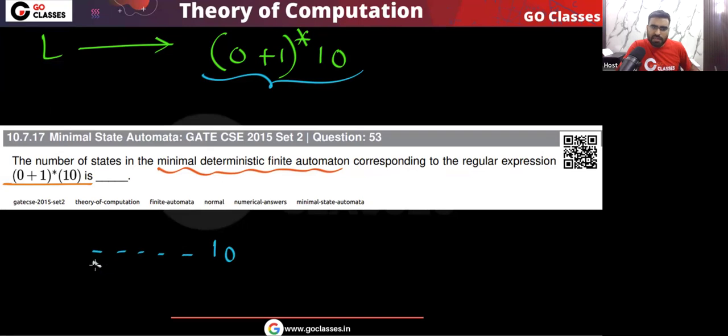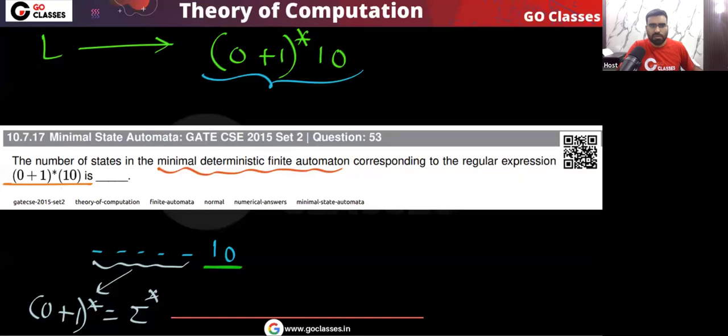Remember, this simply means that the strings are ending with 1 0. Here anything can come. This (0 plus 1) whole star simply means sigma star. So anything can come, but at the end 1 0 should come. This is the language that is given to you. For this language, let's create the minimal DFA. Remember, our language is ending with 1 0.